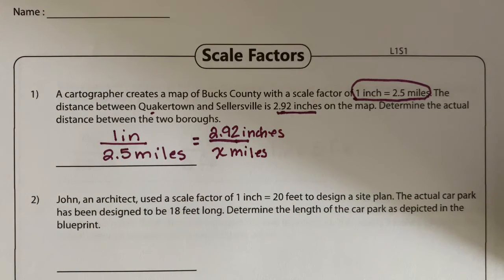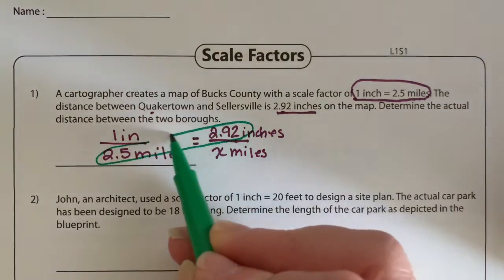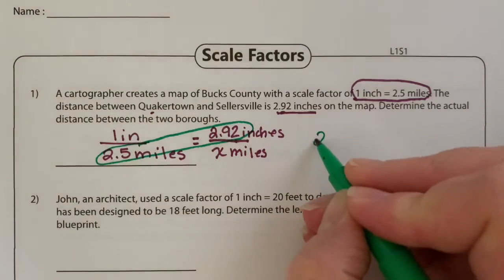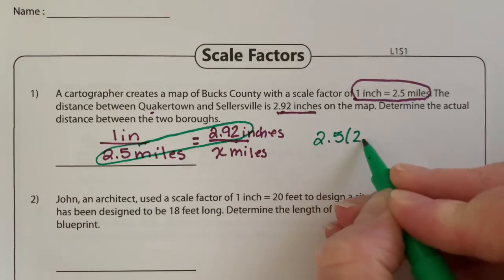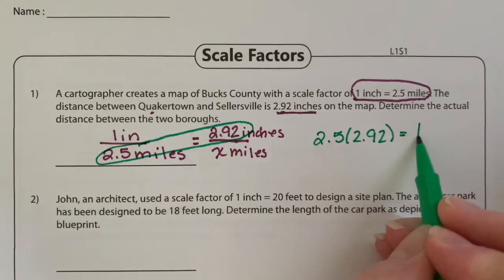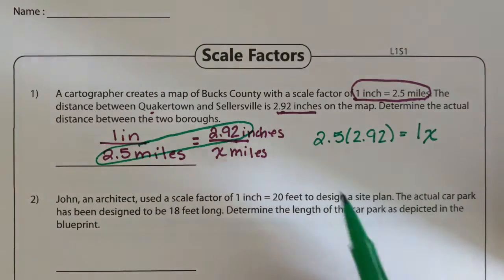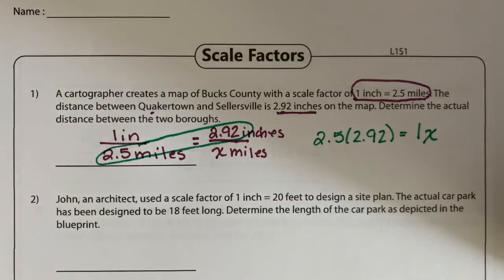So I'm not going to do this whole problem for you, but I will set it up. Really what you're going to do is cross multiply, and you're going to do 2.5 times 2.92, and that's going to equal 1 times x miles. So whatever your answer is when you multiply those will give you the answer. So those are 2 of the problems, setting them up.